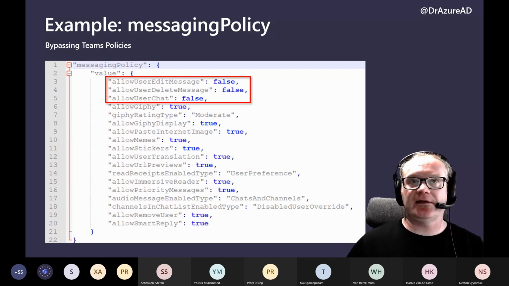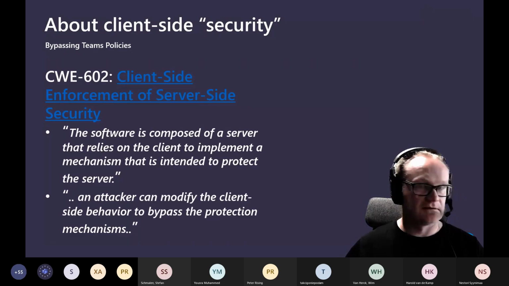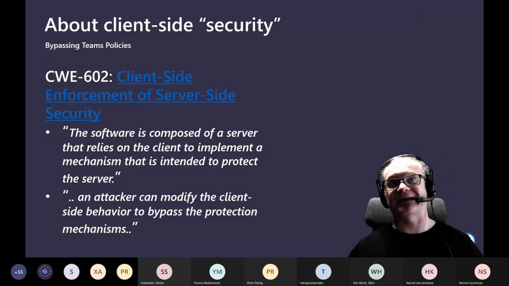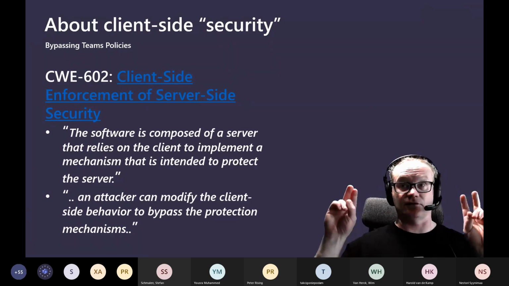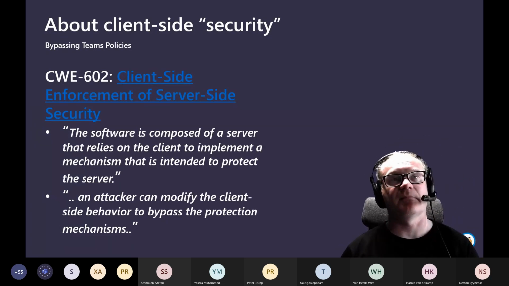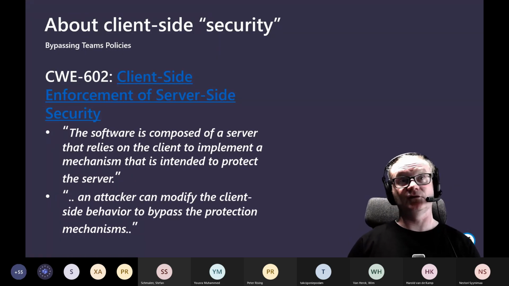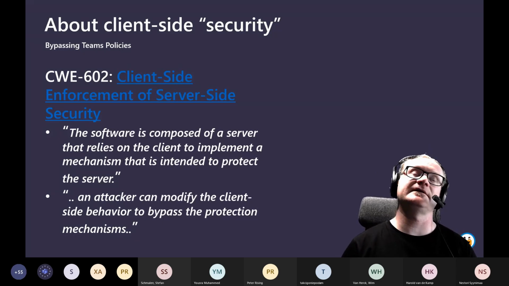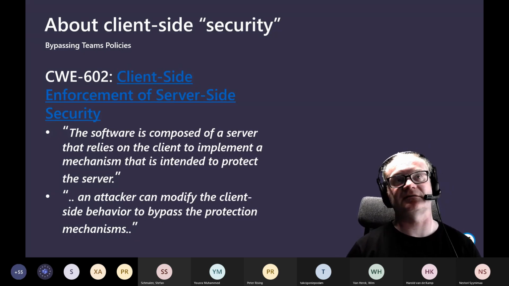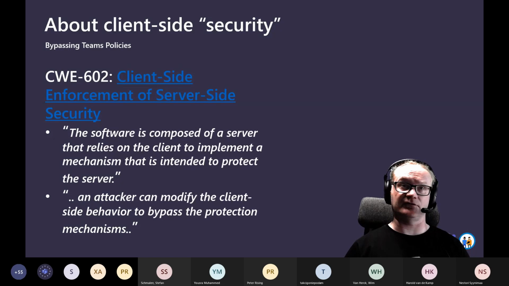Okay, and then some piece of theory. I'm going to tell you something about client-side security. MITRE has this Common Weakness Enumeration, so it's CWE, not CVE, but CWE. And number 602 is about client-side enforcement of server-side security.